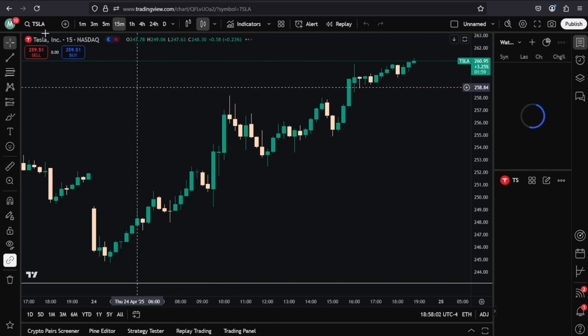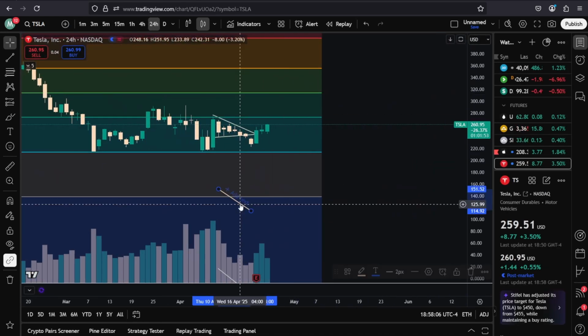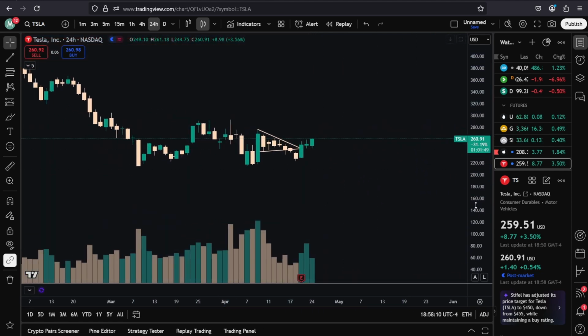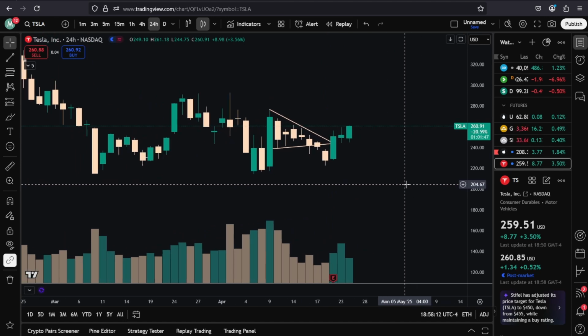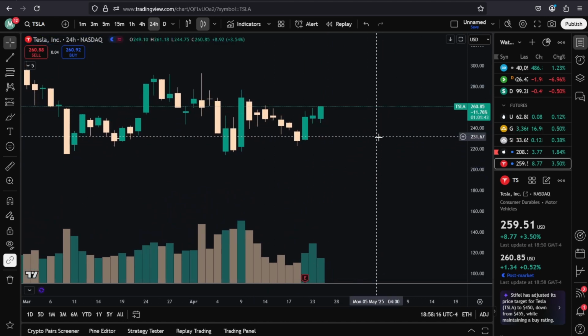Let's go take a look at Tesla. Go to the 24-hour time frame. I know I have a bunch of lines on here. This is from another video. Let me delete the Fibonacci retracement. Tesla, same exact thing. And this is exactly why I was long heading into earnings on Tesla.